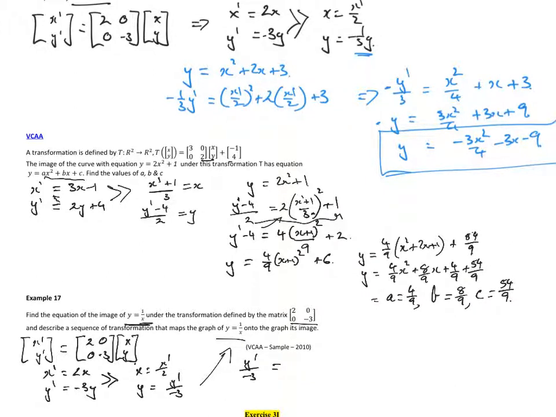So y dashed on negative 3 is equal to 1 over x dashed on 2. Remember, when you divide by a fraction, you flip it upside down and multiply. So y dashed on negative 3 is going to be equal to 2 on x. Flip it upside down and multiply. So y is equal to negative 6 on x. And there's our new equation.